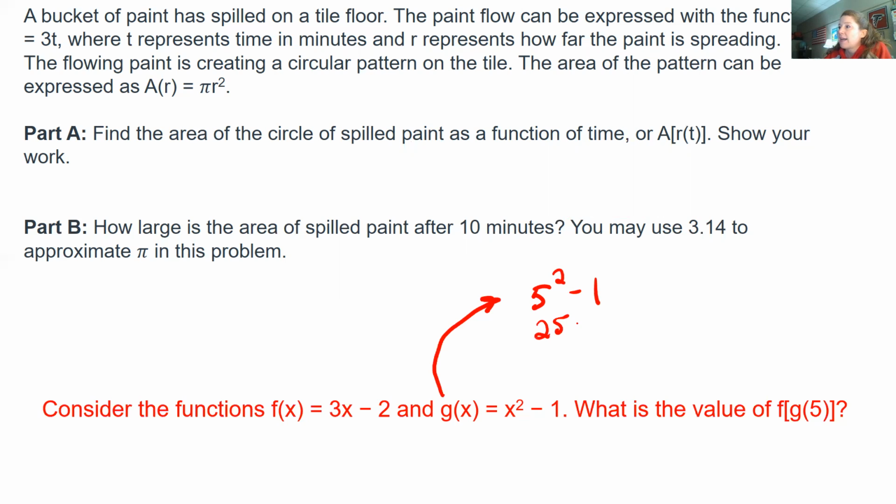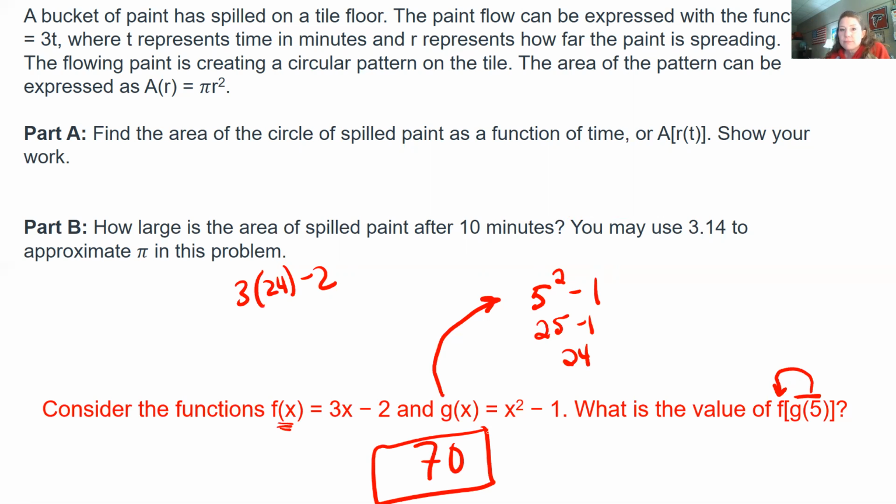So we have 25 minus 1, which is 24. So we took what was inside and we're going to plug it into what's on the outside. We plug our answer of 24 into f of x. So if x is 24, 3 times 24 minus 2 is 70. And that's the final answer. Okay, that's the final answer.